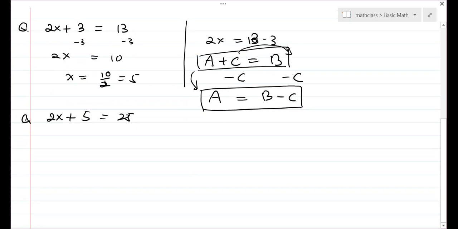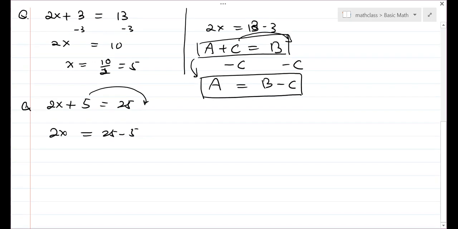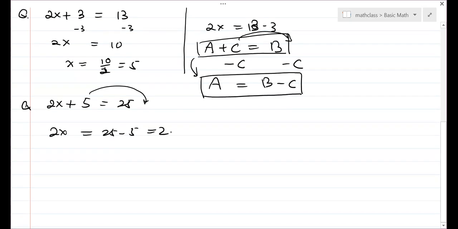For example, right now I can say that I'm going to move 5 to the other side, and then I have to change the sign and put a negative, okay? And then equals 20, okay? Then you divide both sides by 2, then x equals 20 over 2, it's 10, okay?